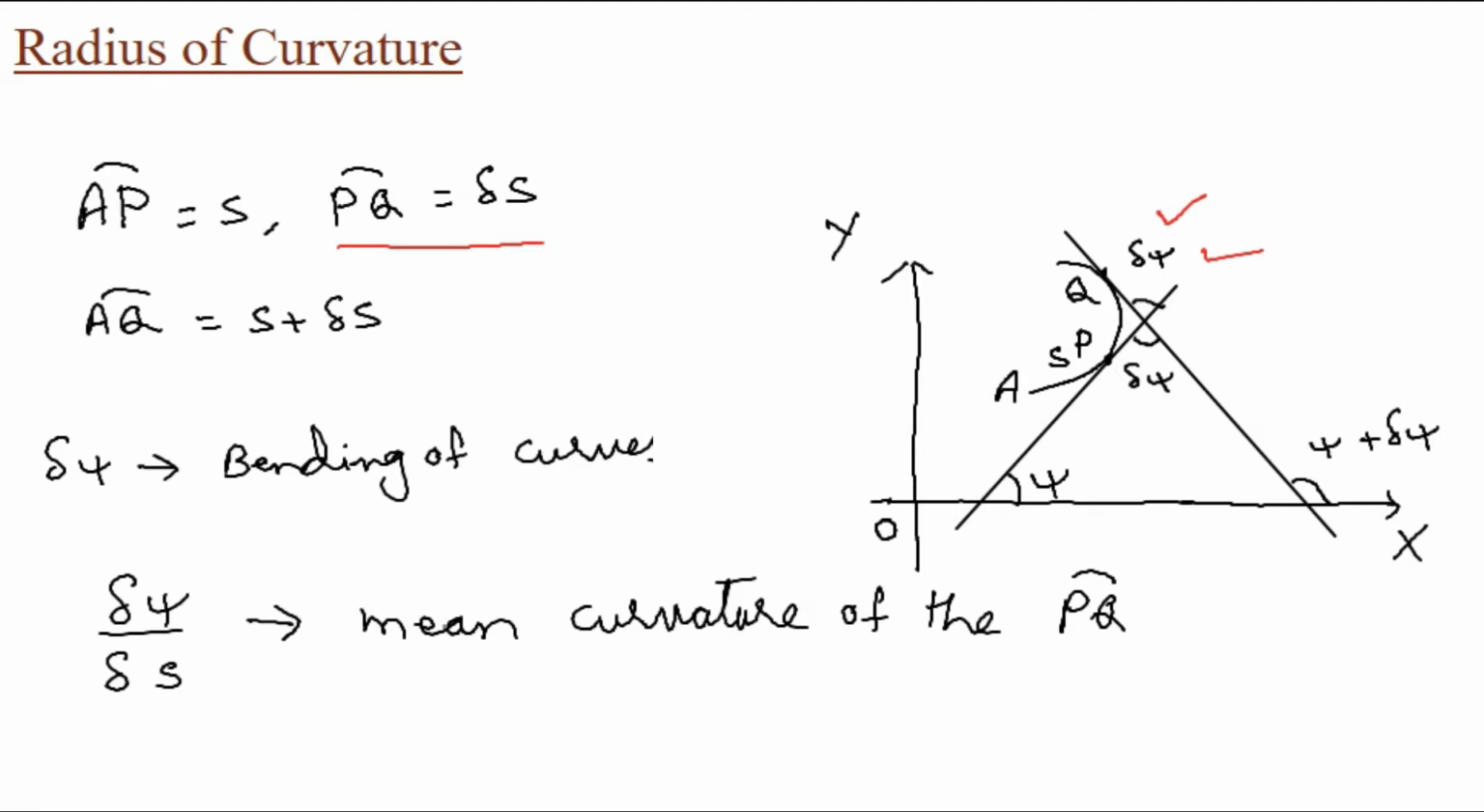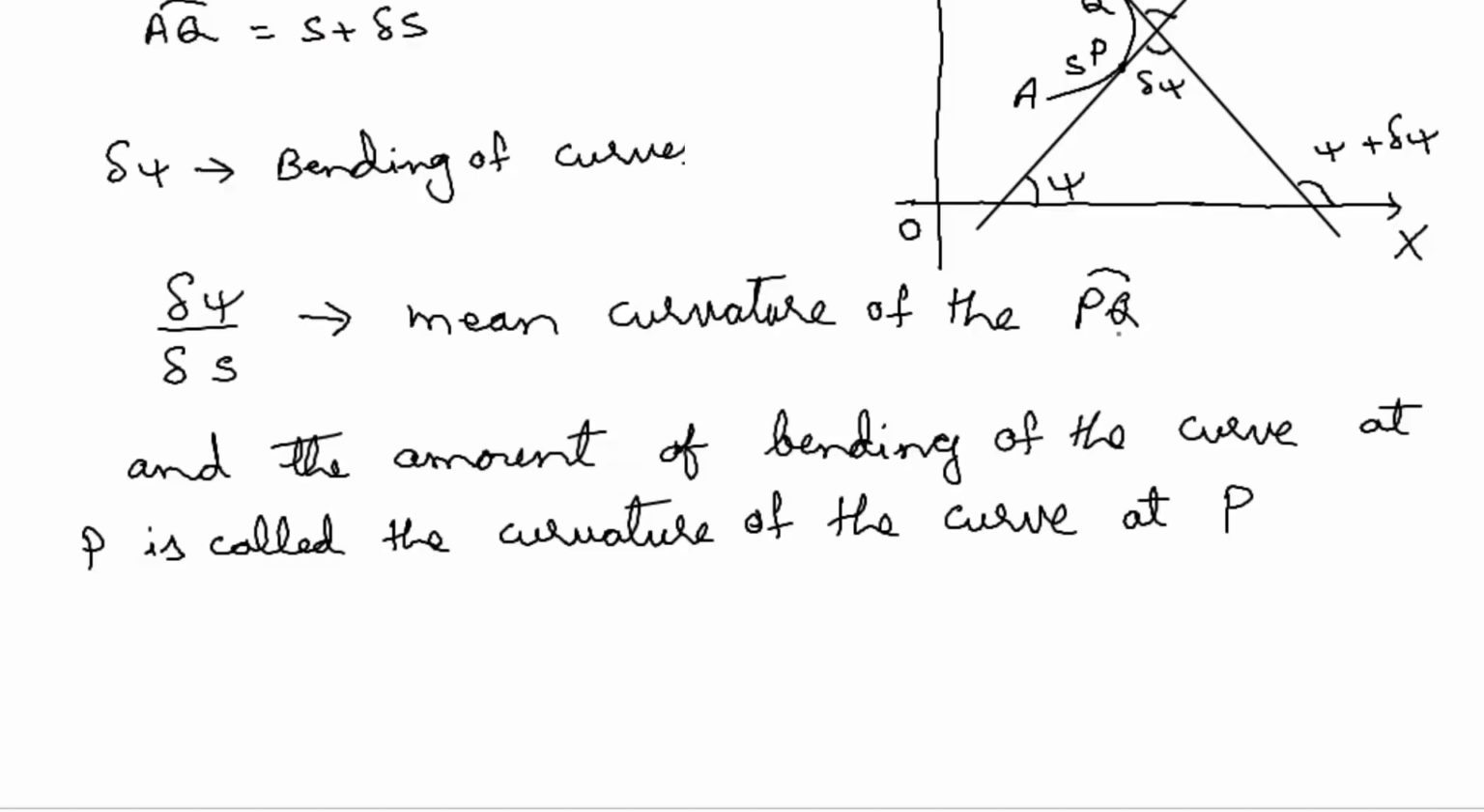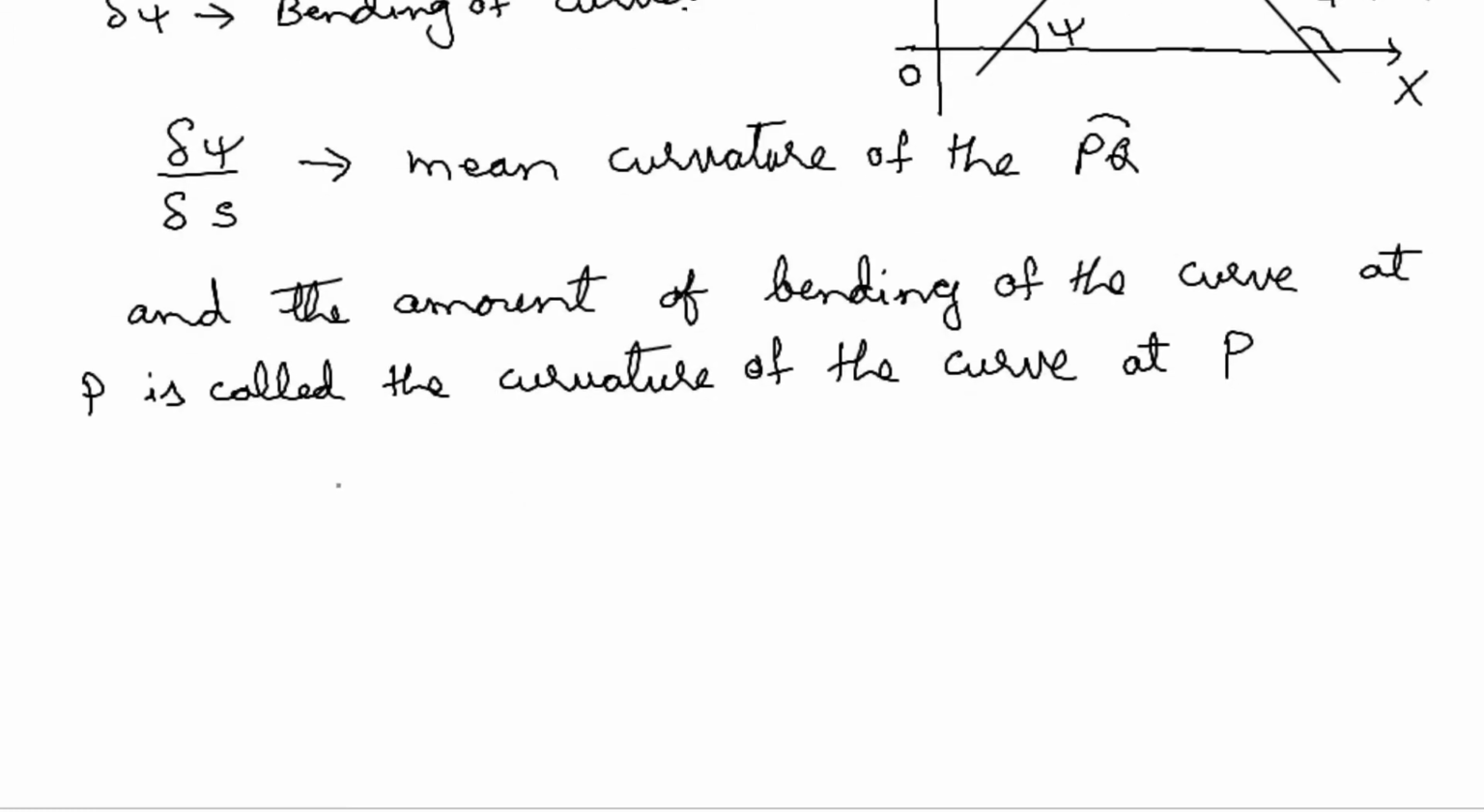Therefore, since delta psi represents the bending of the curve, the amount of bending of this curve at the point P will be called the curvature of the given curve at P. And mathematically, we can represent the curvature as delta psi by delta S as the limit delta S tends to 0, which means that this point Q is approaching the point P.